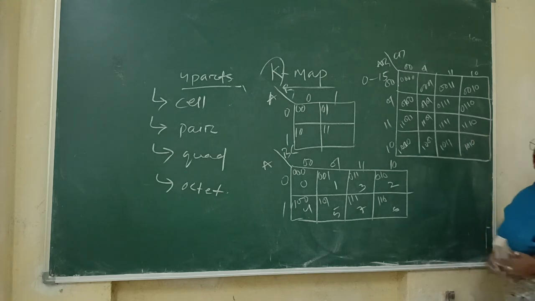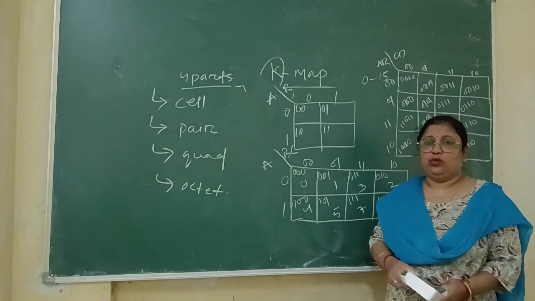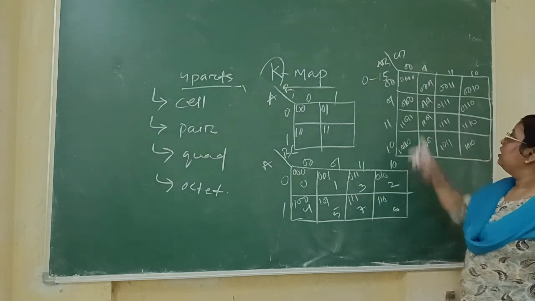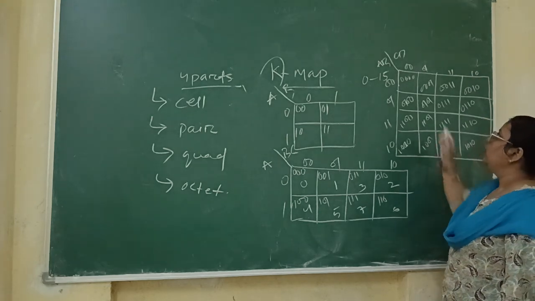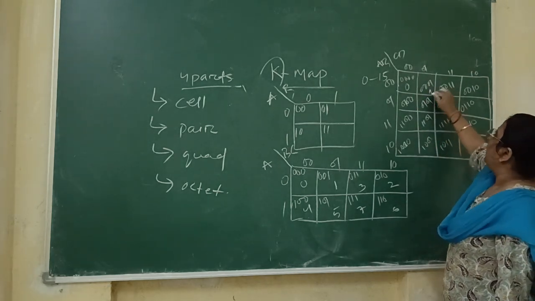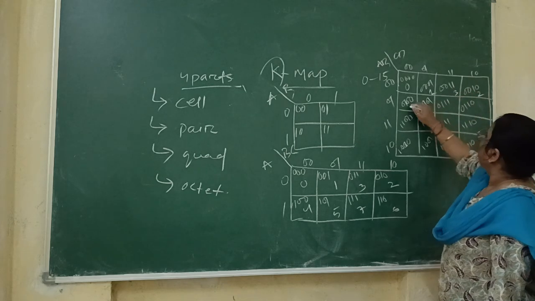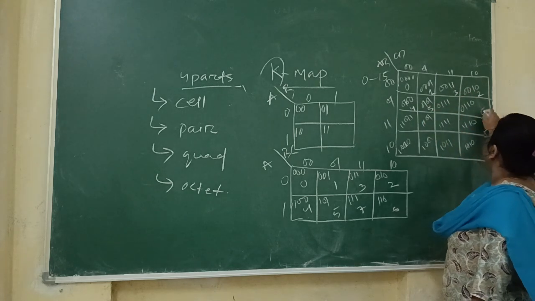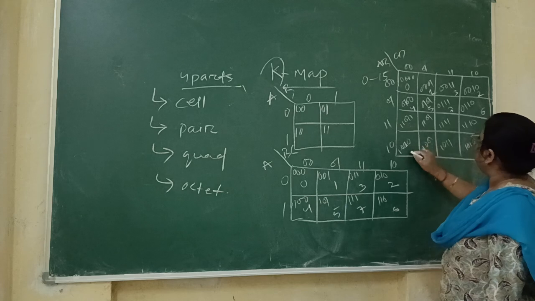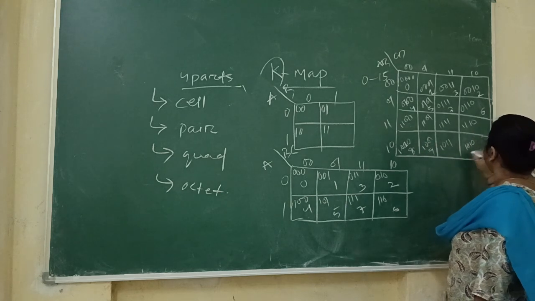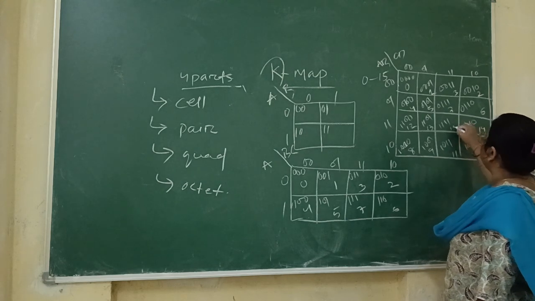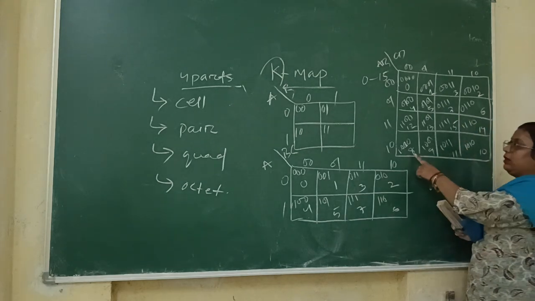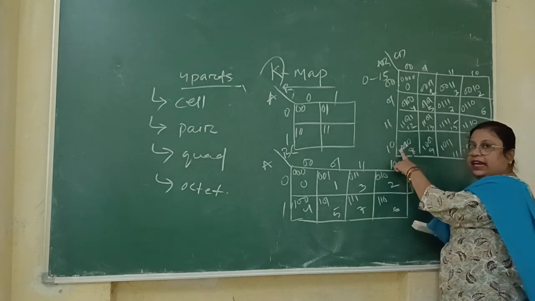This is the binary value of the ABCD 4 variable. So how to define the cell number? Similarly, as per this rule, here you have to put the decimal value. This stands for 0, 1, 2, 3, 4, 5, 6, 7, 8, 9, 10, 11, 12, 13, 14. This is the decimal value and this is the equivalent binary value.